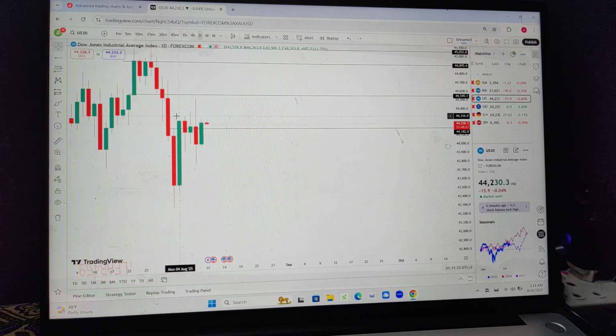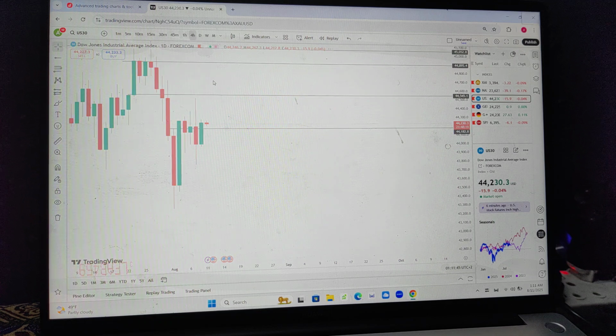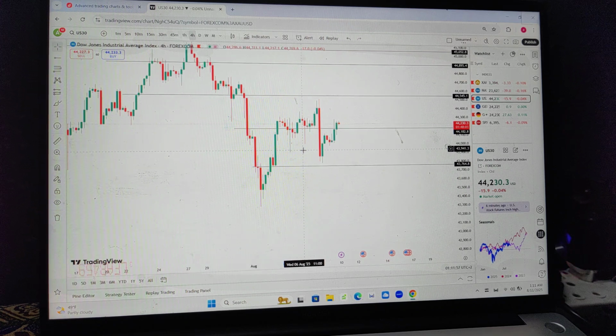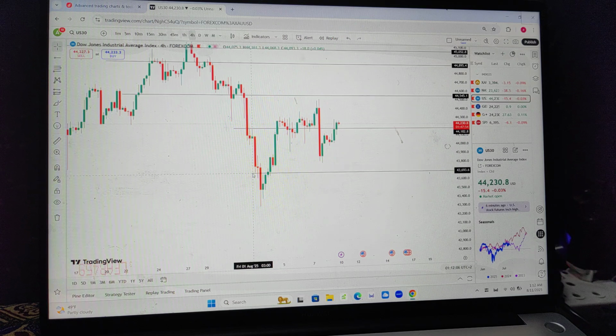So since it pushed to the upside, there was an inner structure here that needed to be retraced, which the market did. Let's see. Well, actually, it didn't retrace the inner structure properly.